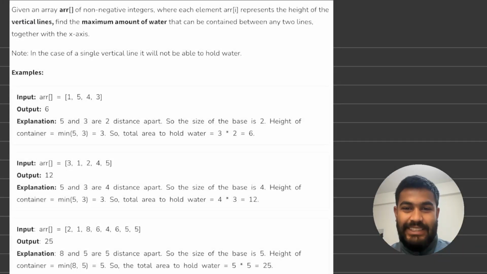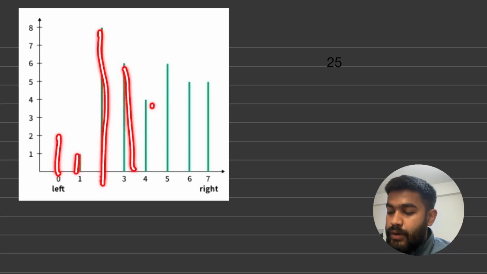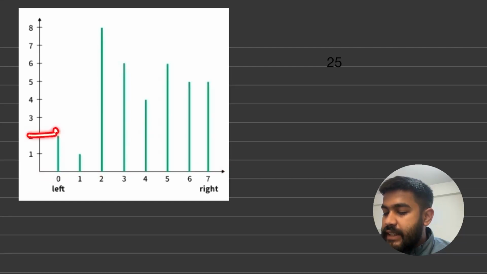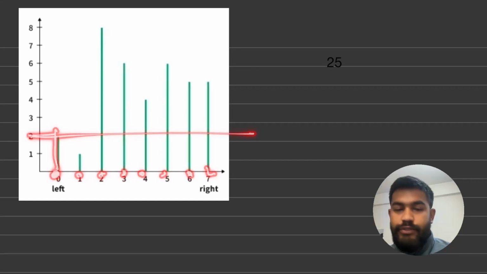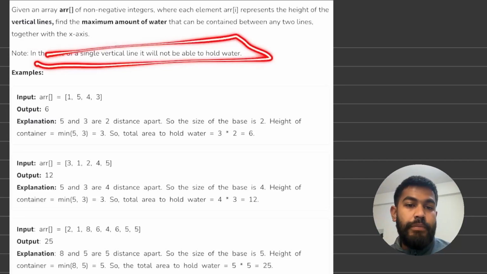Today we would be discussing the problem container with the most water. So here you are given, you can imagine them as rods, which are straight but don't have any width. And then you would be given the height from the x-axis up. So this one would be fixed at 0, and the height would be given together with the x-axis. A single vertical line would not be able to hold water.